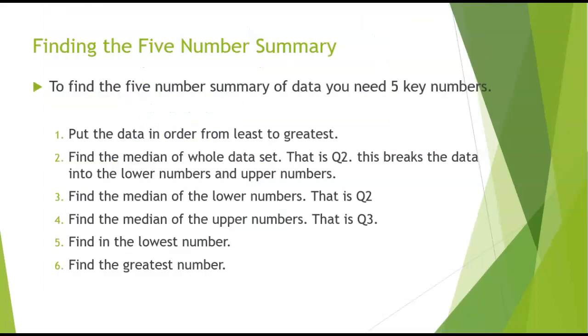So the first thing that you have to do is to put the data in order from least to greatest. Okay, we've been doing that a lot now. Then you find the median of the whole data set. That is Q2. This breaks the data into the lower and the upper numbers. Then you find the median of the lower numbers. That's called Q1. And then you find the median of the upper numbers, which is Q3. Then you list what the lowest number is and then what the greatest number is. And that's your 5-number summary. Once you get those numbers, you can do a lot of things with that data set.